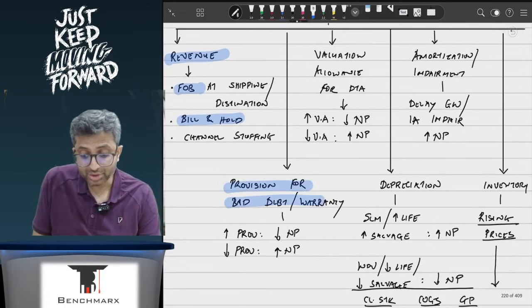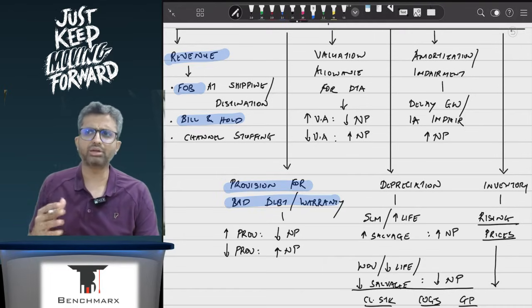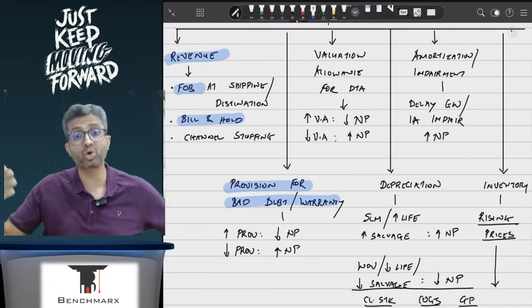Provision for bad debt or provision for warranty. If I want to reduce my net profit, I can say that, oh, many people will come for repair and I'll create more provision for warranty, or more debts will go bad.